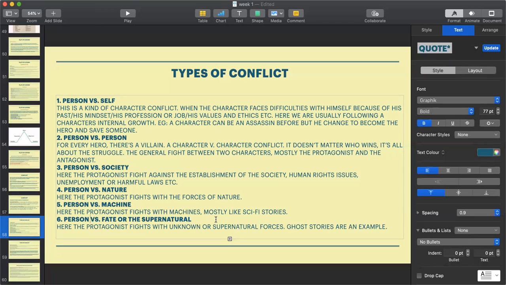Another is person versus machine. So the sci-fi, the science fiction stories are basically of this kind, where there is a machine, an AI or robot or something which is fighting against the characters, right? Person versus fate or the supernatural, where the protagonist is fighting against unknown forces or ghost or something. So ghost stories here are an example. So these are the basic 6 types of conflict we use in most of the stories, depending on what kind of story you are writing.